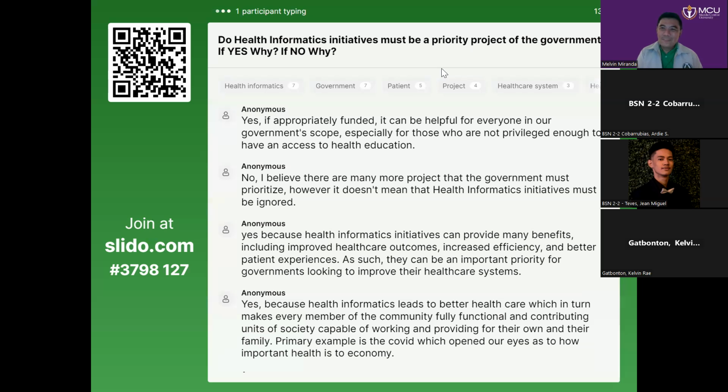Tapos in addition, health informatics can play a critical role in public health efforts by tracking disease outbreaks, identifying risk factors, and monitoring population health trends. Health informatics can inform public health policies and interventions aimed at improving overall health outcomes. And given the potential benefits of health informatics, it is important for policymakers, healthcare providers, and researchers to prioritize this field. However, the specific level po ng priority and investment may depend po sa various factors such as the current state of the healthcare system and available resources po.